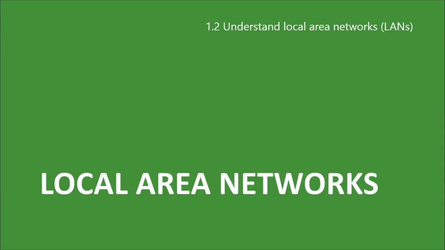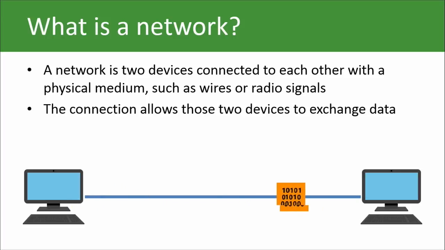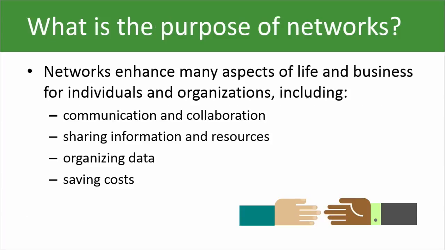All right, local area networks. So first, what is a network? A network is just two devices that are connected to each other with a physical medium, like a wire cable or a radio signal. This picture here is just a wired cable, like an Ethernet cable. The connection allows two devices to exchange data back and forth. So there we have some data moving across, some binary there. We'll talk about binary in a little bit.